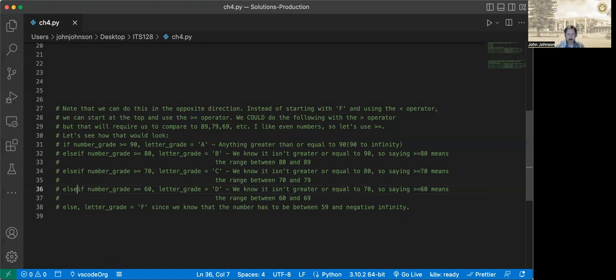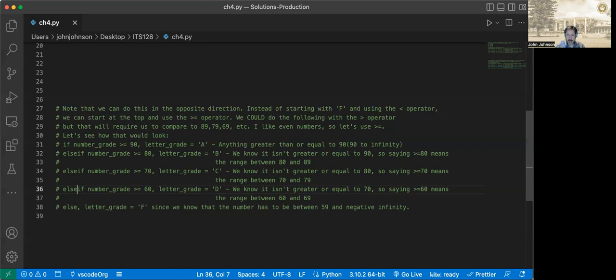So we do that for the else if greater than or equal to 70, it's going to be C. Greater than or equal to 60, the letter grade is going to be a D. And then right at the end, we're going to have the catch-all. Since we've been through everything else, we know that whatever's left after that is going to be an F. So we just have our else, and we assign letter grade equals F.